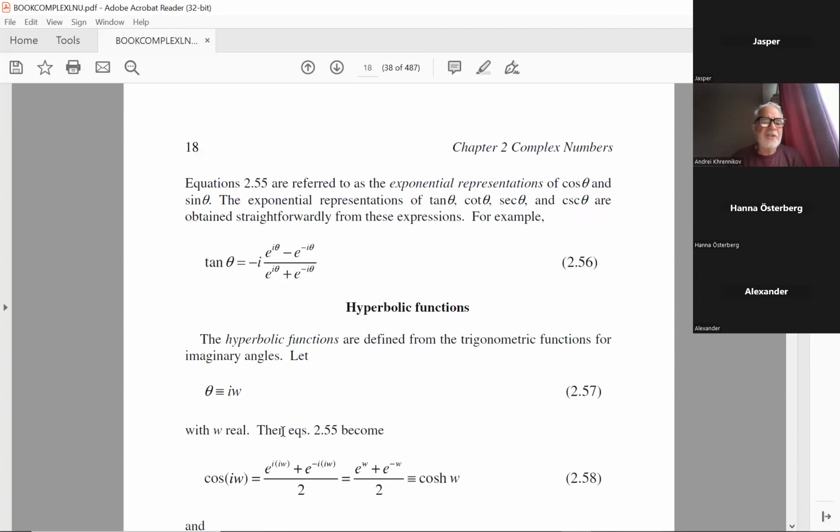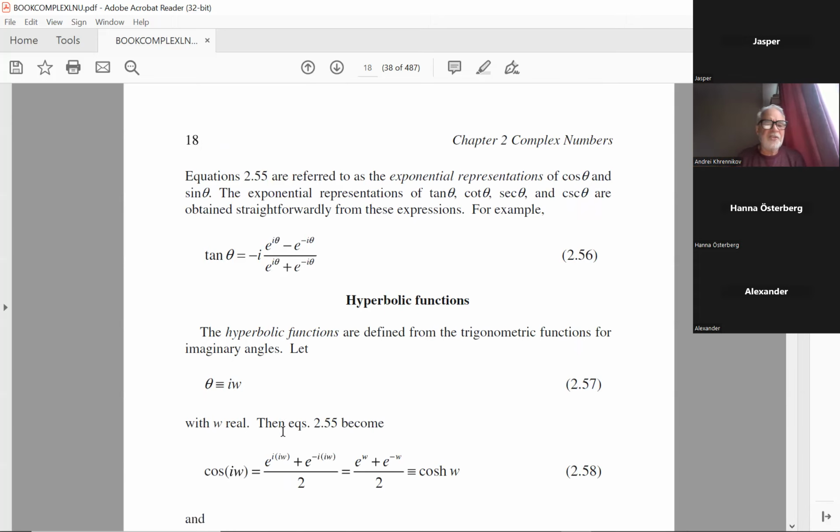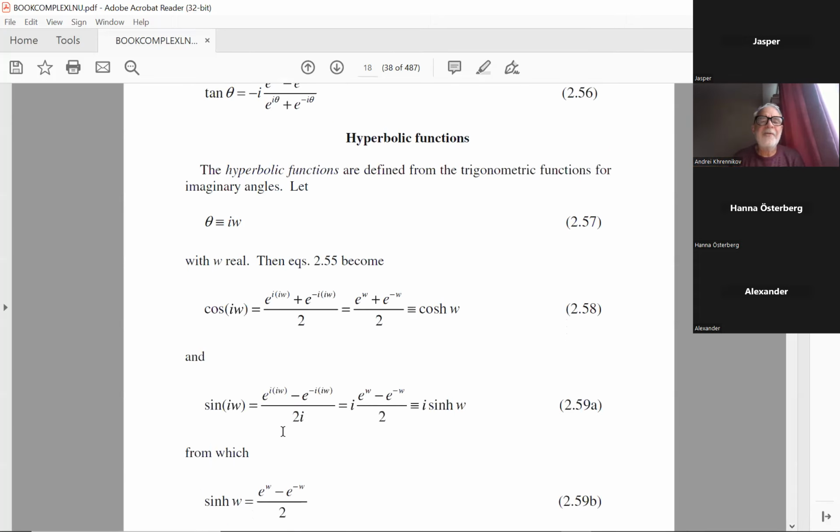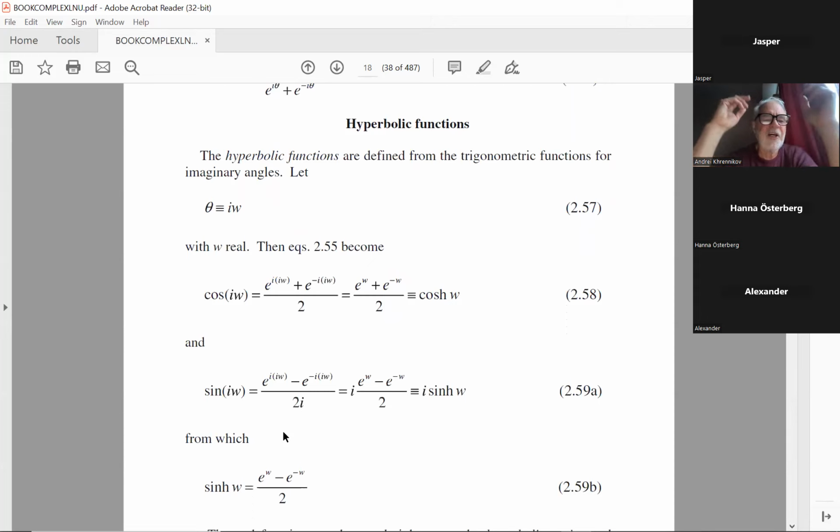We can also represent tangent. The formula for tangent is not so nice. We can go further and consider hyperbolic functions. For example, we can write cosine of i theta, put here this imaginary argument, and get this formula. So this is hyperbolic cosine, and we get the formula we knew from the usual course of analysis. Hyperbolic cosine is equal to the sum of these two exponents divided by 2.